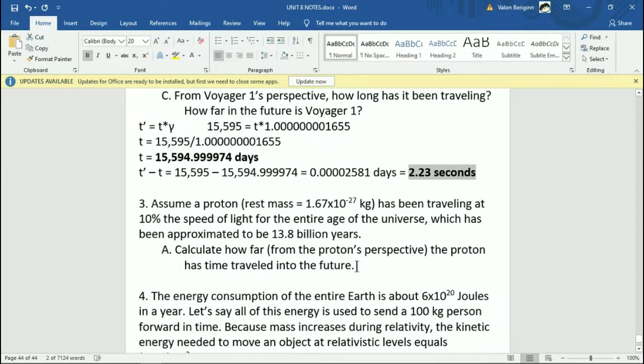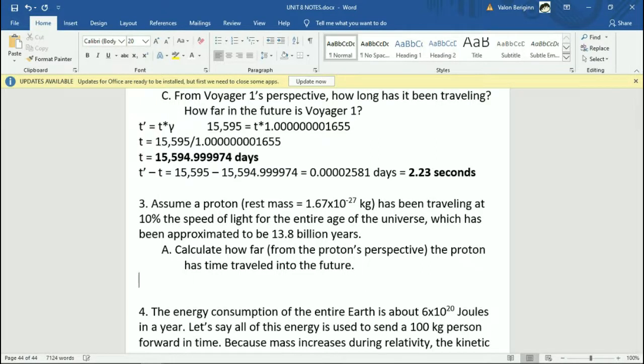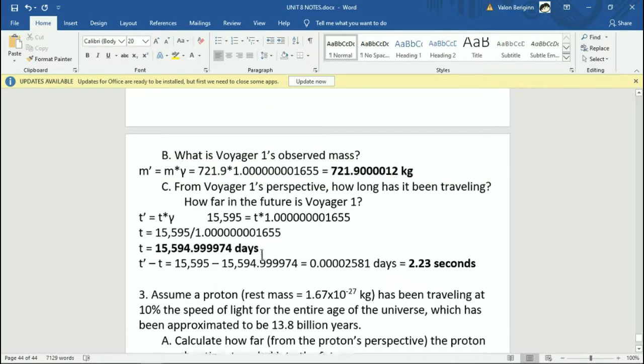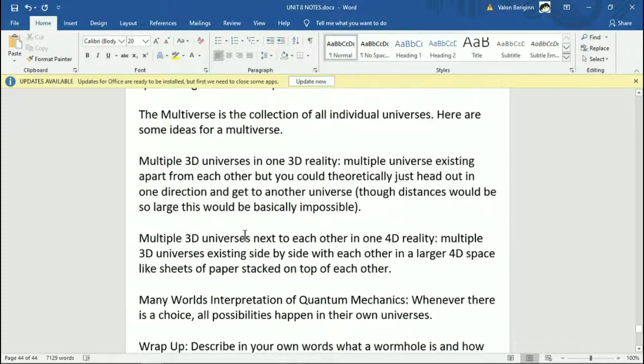Alright, number 3. Assume the proton has been traveling at a fraction of the speed of light. This is the same kind of situation as the previous question, because this is saying we have seen the universe age this much, which means we will have seen the proton move this much. When finding how far it has time traveled into the future, the time we're actually solving for first is t, not t prime. So it's going to be t equals t prime divided by gamma. Now, I'm going to cheat and just use the fact that we found it's at 10% the speed of light. We found that earlier.